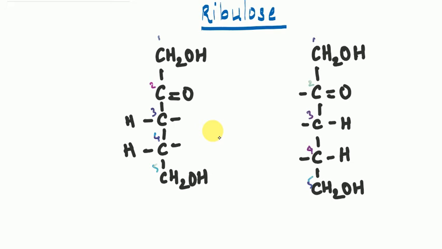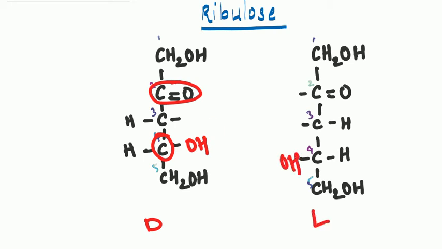Next example is ketopentose, ribulose. It is 5 carbon compound with ketone as a functional group, asymmetric carbon atom, 4th carbon atom. OH is present on the right side, then D-ribulose. When OH is present on the left side, it is L-ribulose. So the structure is: D-ribulose structure is CH2OH, C double bond O, HOH, HOH, CH2OH. Structure of L-ribulose, CH2OH, then third carbon OHH, fourth carbon OHH, fifth carbon CH2OH.